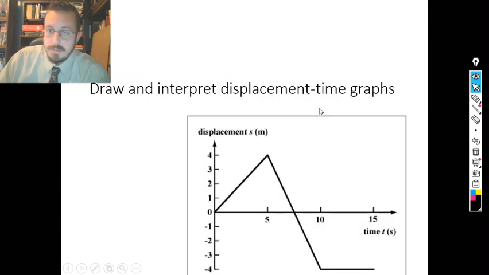Draw and interpret displacement time graphs. The same learning outcome is just a different sort of plot here. And so here we can see something that travels from its original position 0, and it goes about 4 meters away after 5 seconds. And again, the slope there would give us the velocity. Then it turns around, it goes back through where it started to some negative displacement. We interpret this negative with the sign convention that we adopt in physics, that this is the opposite direction.